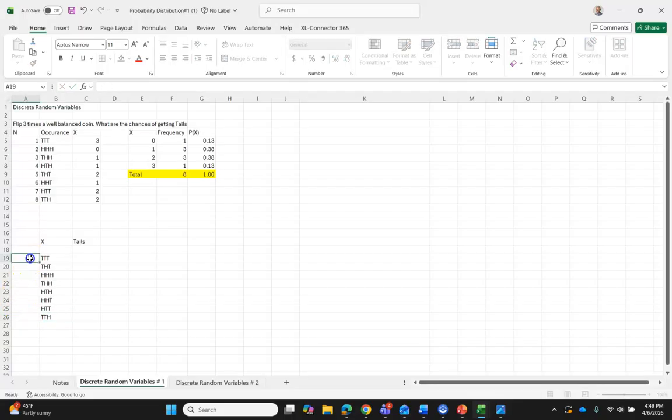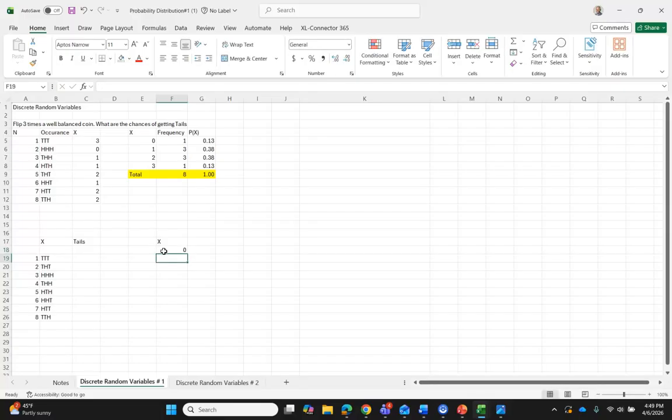So let's count this. Let's have 1, 2, 3, 4, 5, 6, and 8. So those are the possibilities when you flip the coin 3 times. So in this case, we're going to consider variable x, which is tail, and we're going to see at what time that we won't get tail at all. So x will be 0 when we flip the coin.